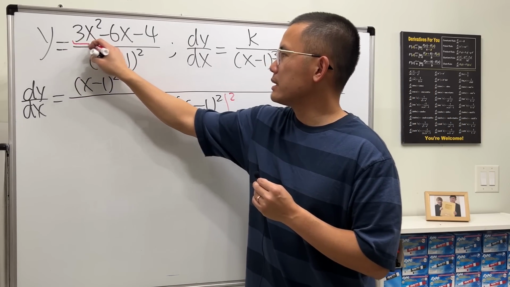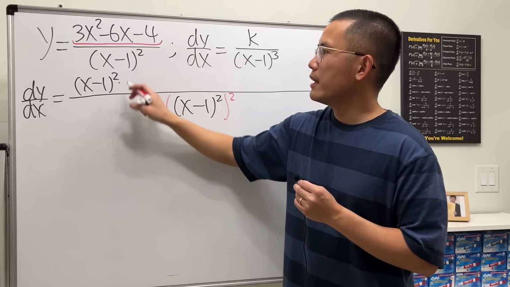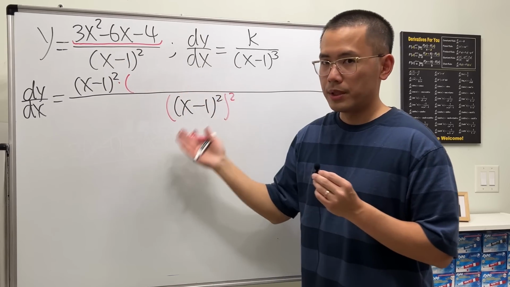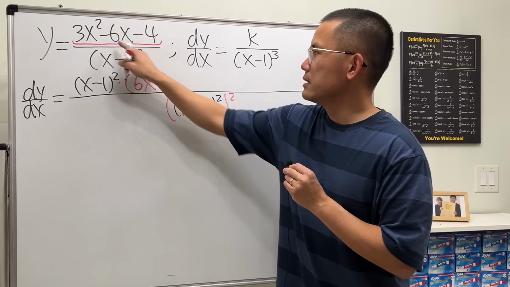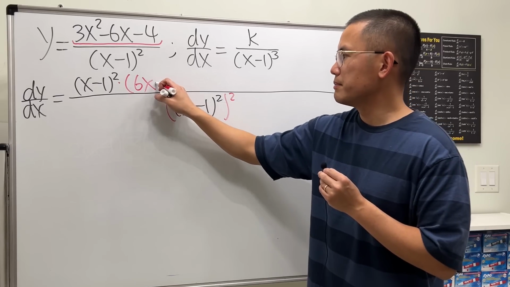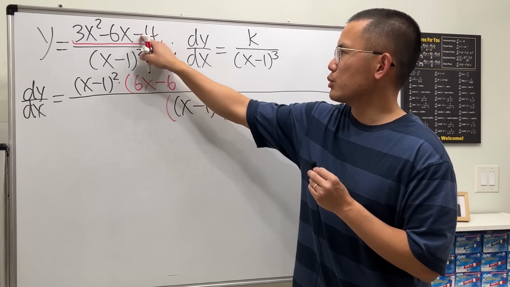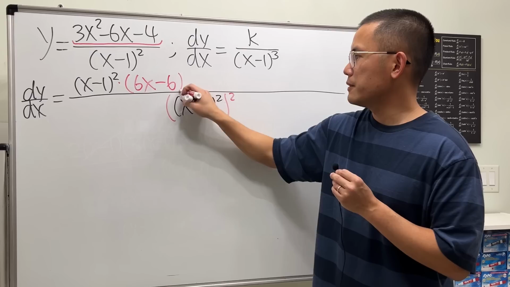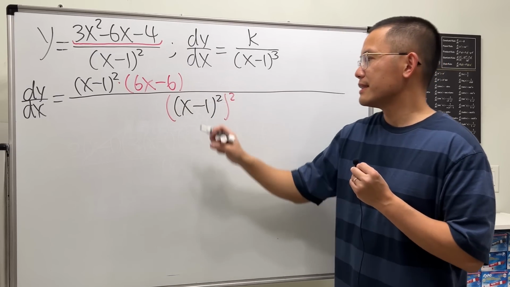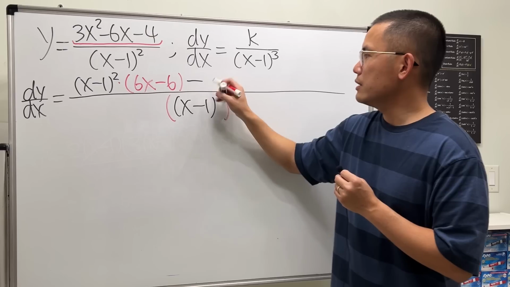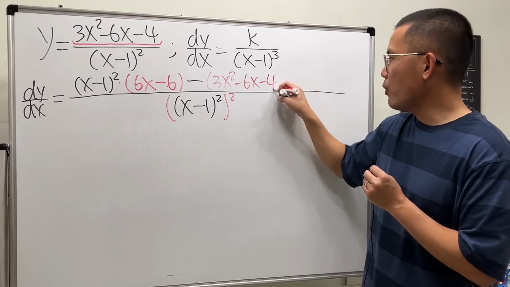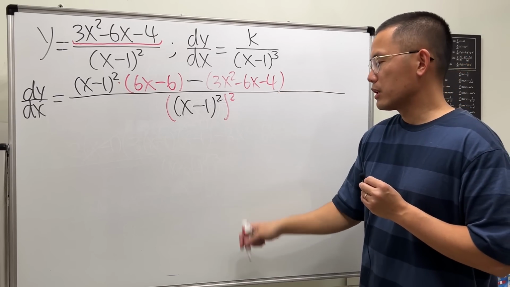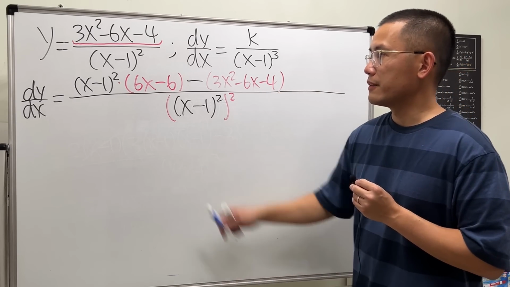Then multiply by the derivative of the top. It has a few terms, so I'm just going to open the parentheses. The derivative of 3x squared is 6x. The derivative of negative 6x is minus 6. And then the derivative of minus 1 is 0, so it doesn't matter. Done with that. Then minus the top function, 3x squared minus 6x minus 4. And then we multiply by the derivative of the bottom function.